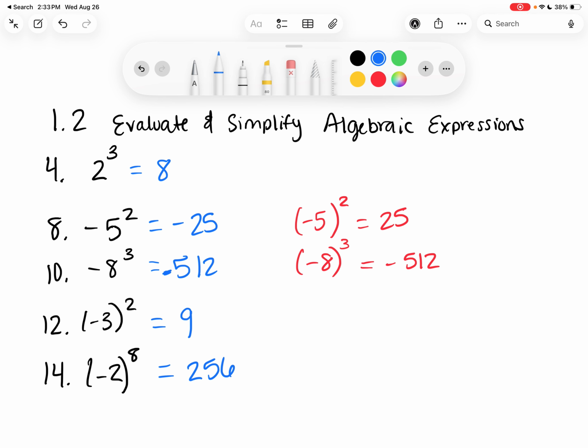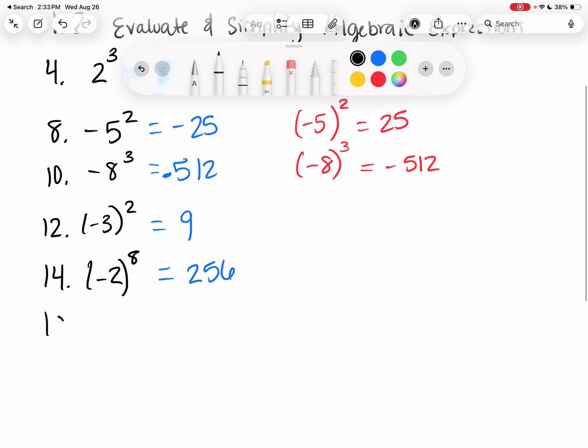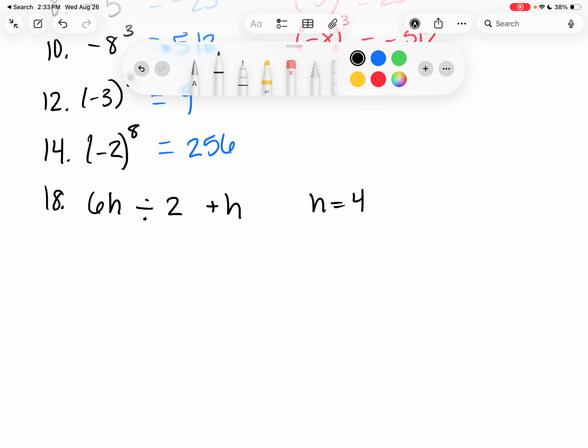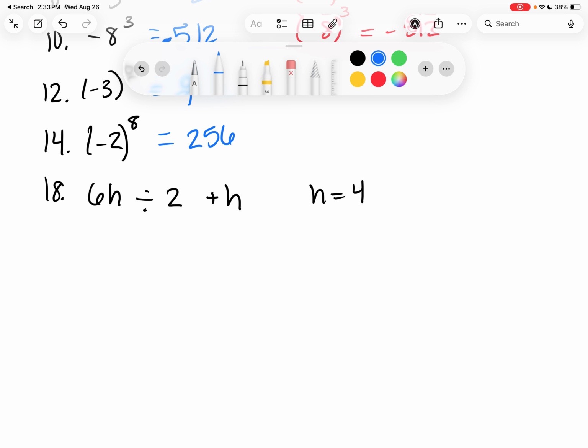Next thing. Evaluate the expression for the given value of the variable. So they're going to give us something like number 18. We've got 6h divided by 2 plus h. And they tell us that h is equal to 4. So I'm going to plug in 4 everywhere I see an h. So I've got 6 times 4 divided by 2 plus 4.